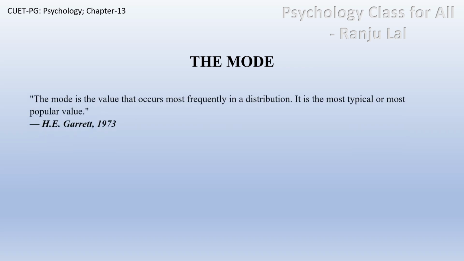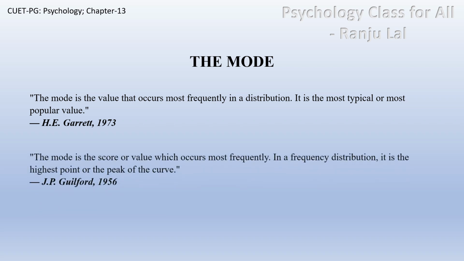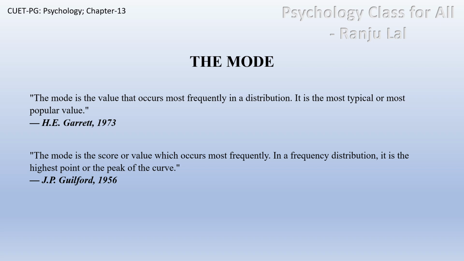Sir Garrett has defined the mode in his book Statistics in Psychology and Education as: the mode is the value that occurs most frequently in a distribution. It is the most typical or most popular value. Sir Guilford has defined mode in his book Fundamental Statistics in Psychology and Education as: the mode is the score or value that occurs most frequently. In a frequency distribution, it is the highest point or the peak of the curve.